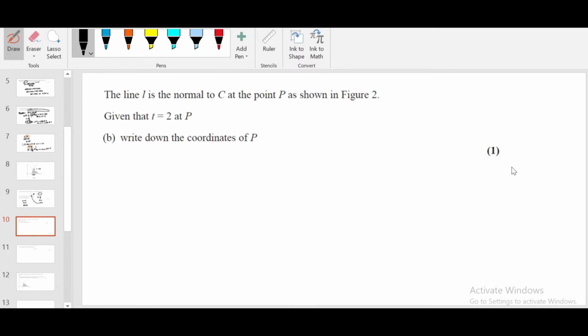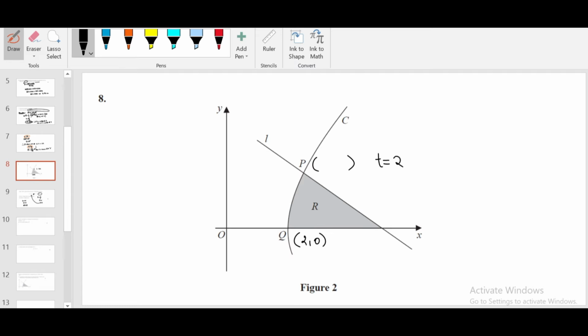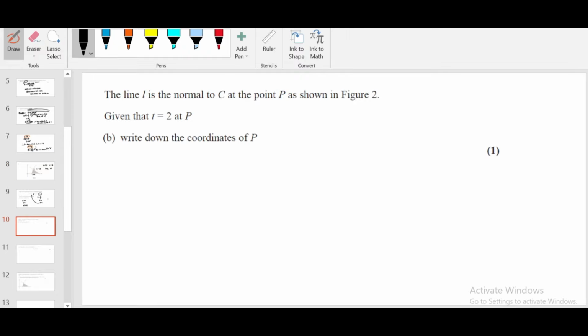The point P lies on the curve. So we take the equation of the curve, replace t by 2. The equation of the curve is x is t plus 1 over t, y is t minus 1 over t. Sub in here. So 2 plus half, 2 minus half. This is going to be 5 over 2, 3 over 2. So the point P would be 5 over 2, comma 3 over 2. That's all.